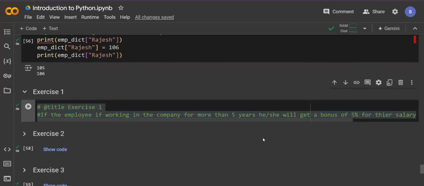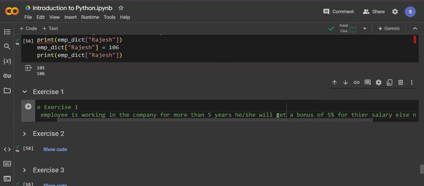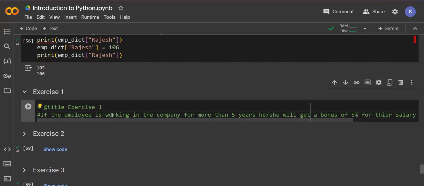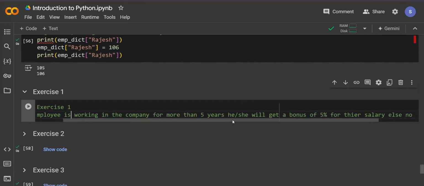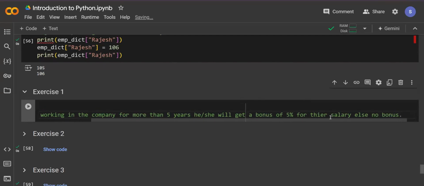I hope everyone is getting the questions, correct? Now, the question says that if the employee is working in the company for more than 5 years, he or she will get a bonus of 5% of their salary. Once again, if the employee is working in the company for more than 5 years, he or she will get the bonus of 5% of their salary, else no bonus.